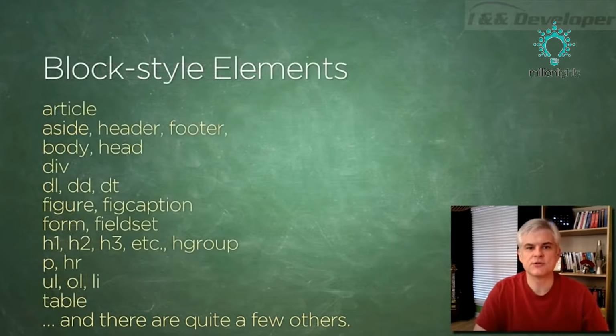Then there are elements that are used to produce a block of space on the screen. Typically these are used as containers that hold other items, but not always. But here's a quick list of box style, or rather block style elements that we've covered that fit into this category. The article, the aside, the body, the div, the definition list, definition term, and definition description, fieldset, figure, figcaption, footer, form, head, H1, H2, H3, and so on, header, hgroup, and so on. Okay, and there's quite a few others as well. This is not a comprehensive list.